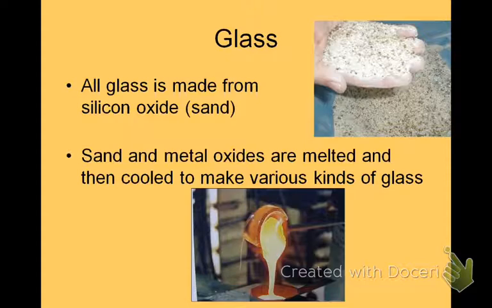A little bit of background information on glass. All glass is made from silicon oxide, which we commonly know as sand. Sand is basically heated to melting, and then we can add different sorts of metal oxides. So some sort of a metal, which, if you think about the periodic table, are the elements on the left-hand side of the periodic table, and those are chemically combined with oxygen. That's what a metal oxide is. So sand and then different metal oxides are melted and then cooled to make various kinds of glass.